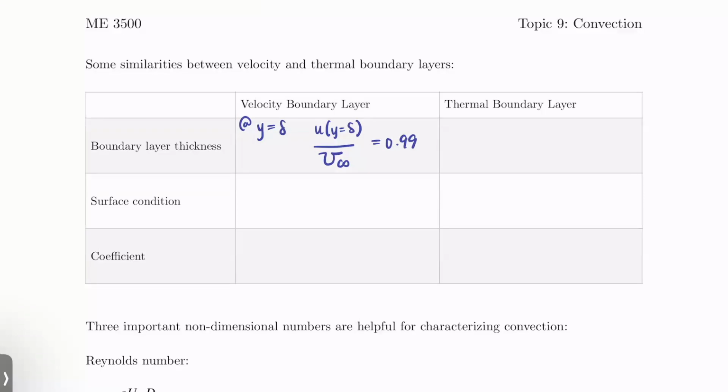Similar idea for the thermal boundary layer. So we have that the temperature of our surface minus the temperature of our fluid at the boundary layer, divided by the temperature of the surface minus the temperature of the surrounding fluid, is also 99%.